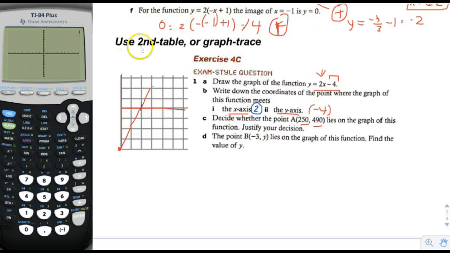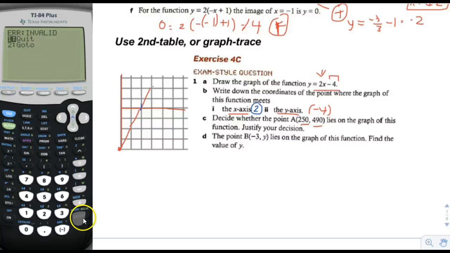Okay, so there's two ways to do this. I'm giving you a hint here. You can do second table or graph trace. Here's the graph. It says, what's the y value? Is the y value 490 when x equals 250? Let's test that out. We're going to do a trace, and we're going to put in the value 250.